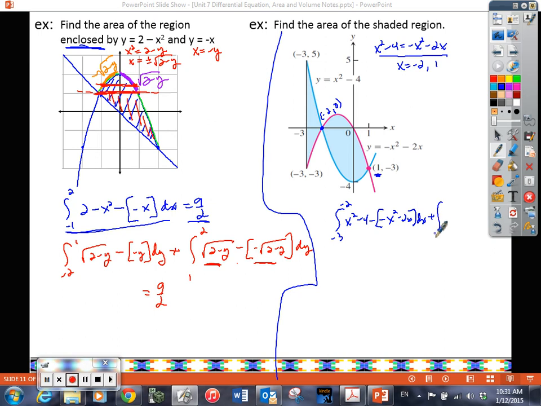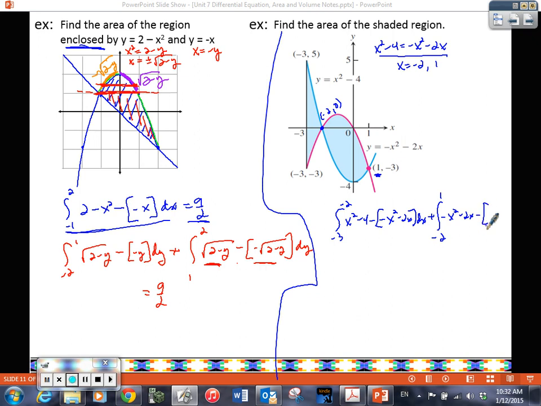The area of the next piece. Our bounds go from -2 to 1. And in this case, the pink one or the red one is bigger. -x squared minus 2x minus, and then the blue one is smaller, x squared minus 4 dx. We put that in our calculator. This one would actually take a bit more time by hand. It's certainly possible. I actually did that one by hand, but we put that in our calculator, and when all is said and done, you should get 38/3.